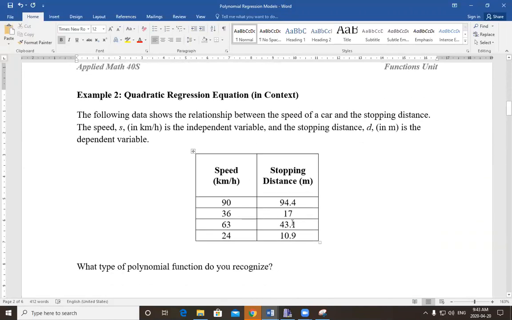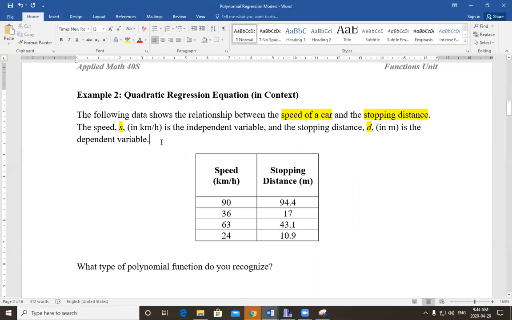Okay, so there's some data collected that we have in this table. It says the following data shows the relationship between the speed of a car and the stopping distance of the car. So how long it takes the car to stop based on its speed. The speed S, so now we have a contextual variable. Okay, so the speed S is the independent variable. It's in kilometers per hour, and the stopping distance D is in meters. It's the dependent variable. So the X is essentially the speed, which we use S, and the stopping distance is the Y, which we are referring to as D. So we have to make sure that we refer to S and D instead of X and Y.